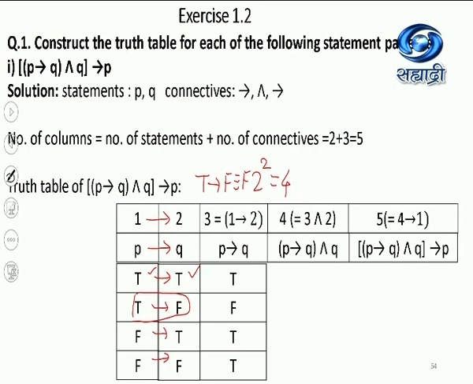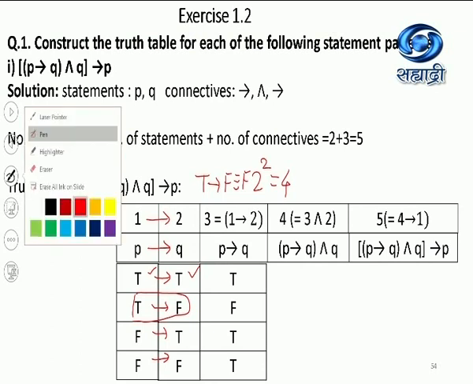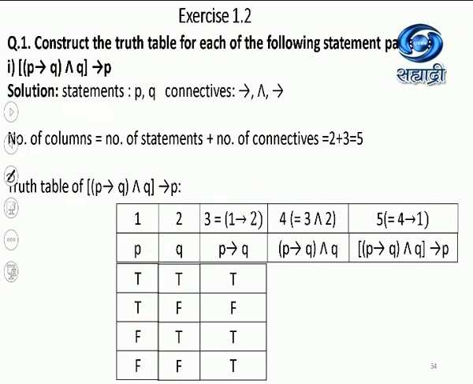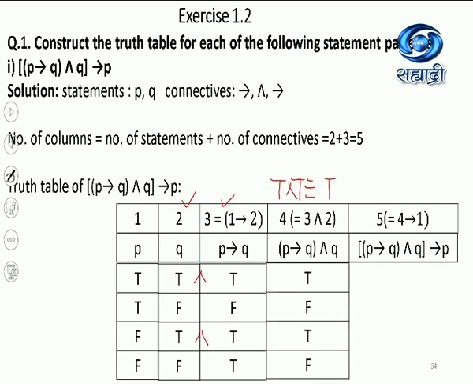Then with this we move to the fourth column, P implies Q and Q. That means I am using column 3, and Q is in column 2. I'm using the connective and. For this column, the hint is that T and T is only T, all others are F. Where do I get T and T? Here, and here. So only those two will be T. The rest will be F. This is how you can write the values.